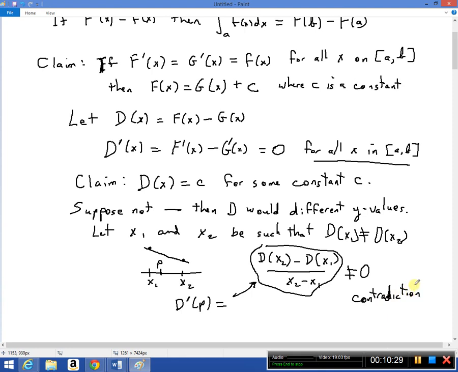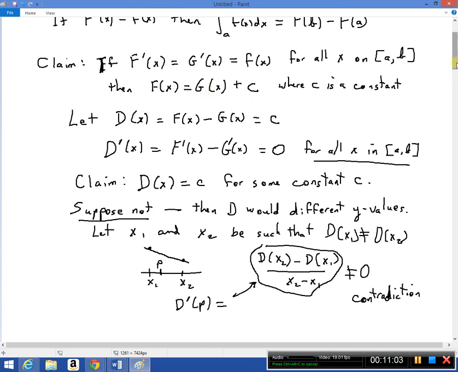So something went wrong, and what went wrong was the assumption here that D took on different y values. So D cannot take on different y values. So D really is a constant function. So the difference between these two is a constant. And what are these two? These two are antiderivatives. So what I've claimed is that if you have two functions that have the same derivative, then they really are equal to each other up to a constant. So one is equal to the other plus a constant.